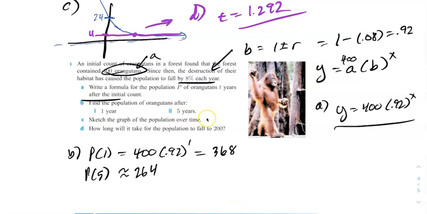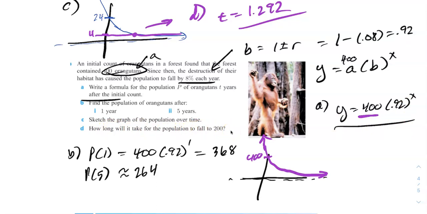Sketch the graph of the population over time. So again, you can sketch by hand or with the calculator, but we know how to do it by hand. I don't have a vertical shift, so it's plus 0. My initial point's going to be right there, 400. And it's a decay, so it's going to go down like this. You don't go past the asymptote. So that's that. Figure out how long it takes the population to fall to 200.